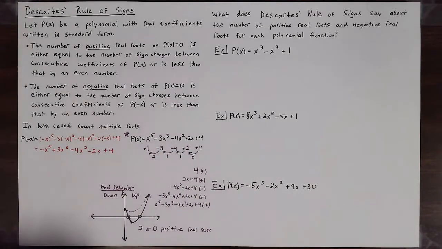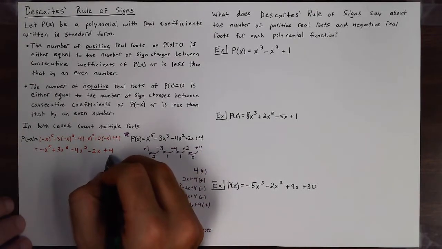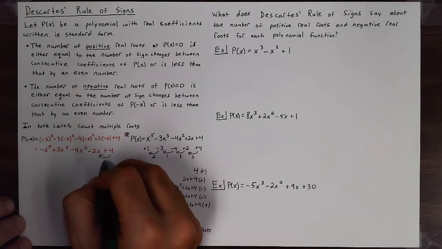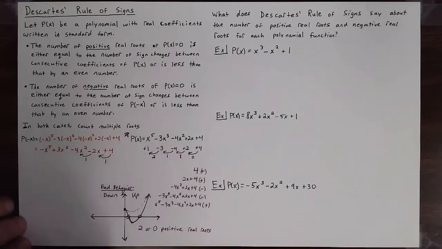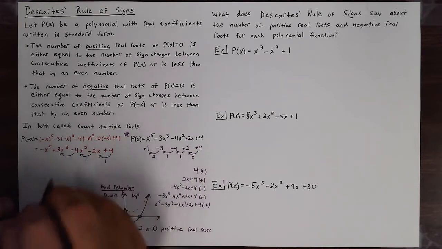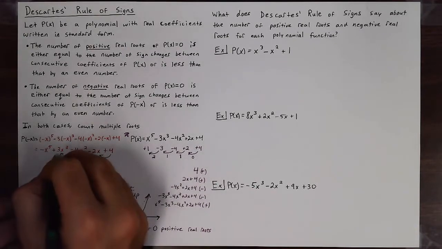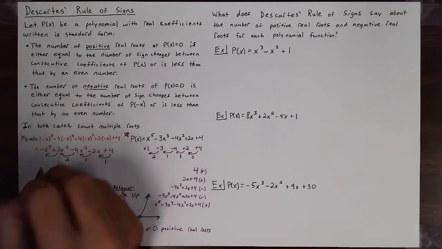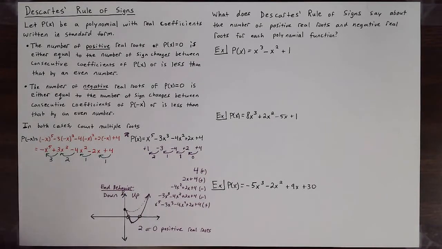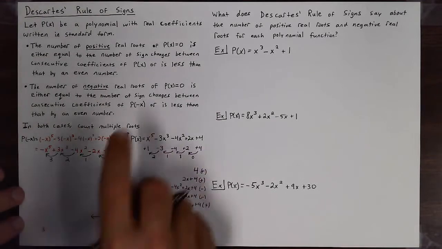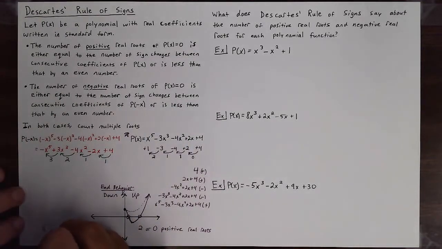And again, we're going to count those sign changes. So as we go from right to left, from 4 to negative 2, that's a sign change. So that's the first one. Then negative 2 to negative 4, no sign change. So I still only have one sign change. From negative 4 to 3, that's another sign change, so I have 2 of them. And then from 3 to negative 1, it's another sign change, so I have 3 sign changes, which tells me there are either 3 or less than that by an even number, so 1 negative real root.